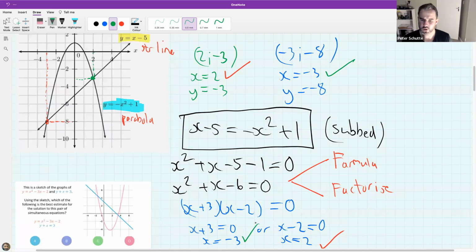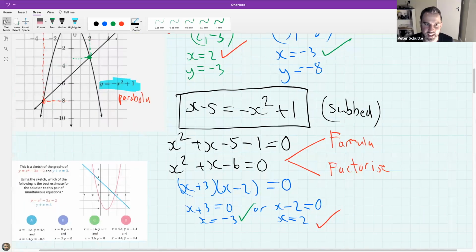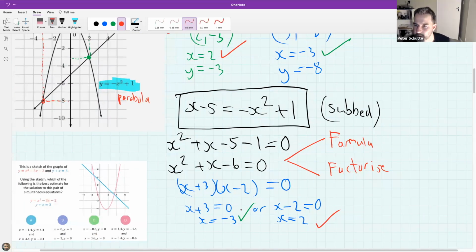I want to ask though, if I've got x values of -3 and 2, how do I get the y values if I couldn't see them on the graph? I'll go through this process again now, but I just want to ask. So step 1 was I subbed. Step 2 was I moved things around. Step 3 was either the formula or factorizing. But now I've got my x values. I need to get y values that go with these x values. How do I get those?